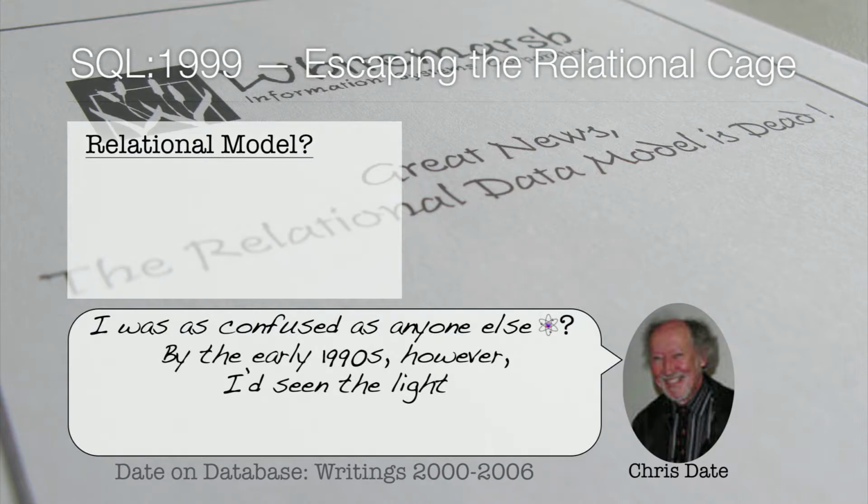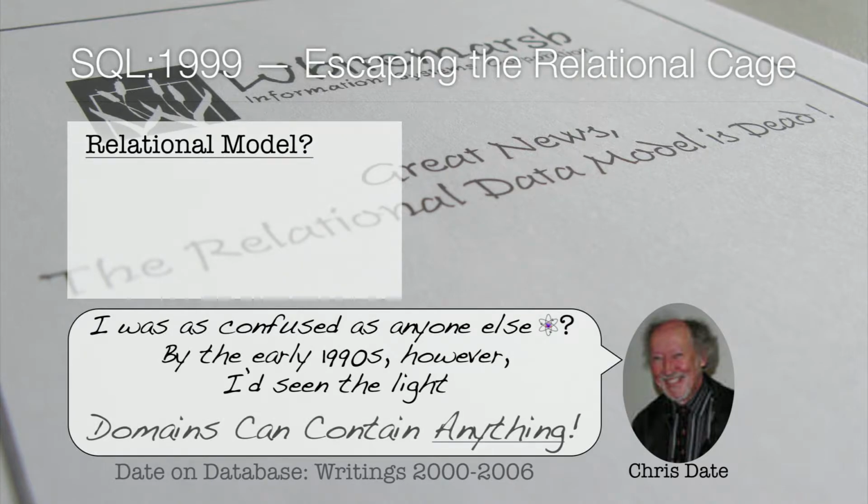And then he writes on, by the early 1990s, I have seen the light. And in his own words, he writes, domains can contain anything. And in our language, it basically means types can be anything. It doesn't need to be atomic. It basically just crossed out that single word of the definition of the first normal form. And the first normal form is just the basis for the second, the third, and so on. So what they did at the time, they redefined the foundation.